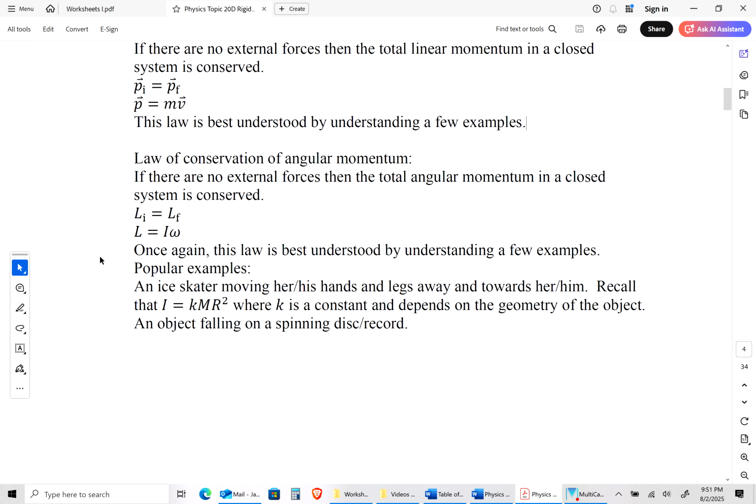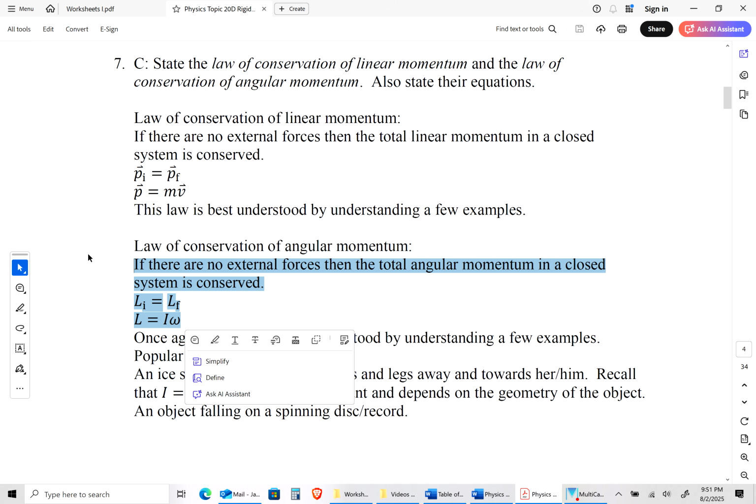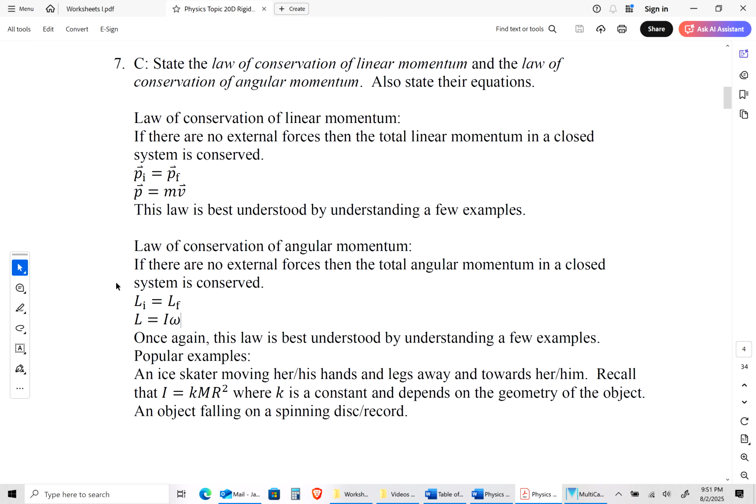Now this is the law of conservation of angular momentum. If there are no external forces, then the total angular momentum in a closed system is conserved. So L initial equals L final, where L is equal to I omega. So we'll see an example or two later, hopefully, but think about an ice skater. When he or she is spinning and has her hands far apart, the ice skater is moving slowly. When the ice skater moves the hands closer together, they spin faster.